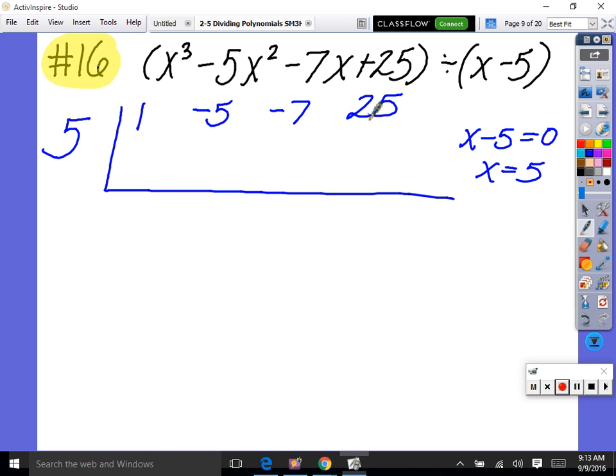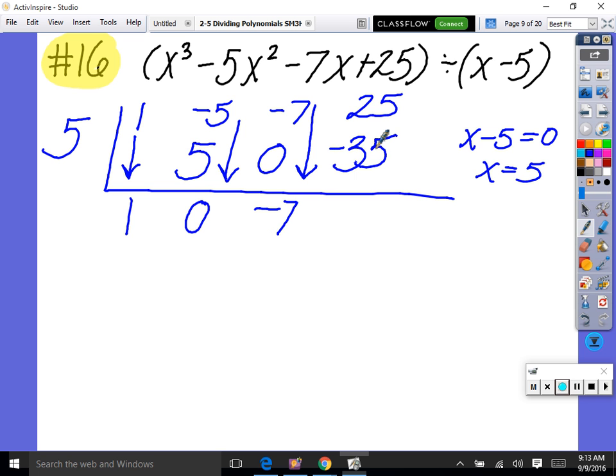We always drop this one down. Now you multiply up. 1 times 5 is 5. We add straight down. 0. 0 times 5 is 0. We add straight down, and that's a negative 7. Negative 7 times positive 5 is negative 35. And we add straight down, we get negative 10.